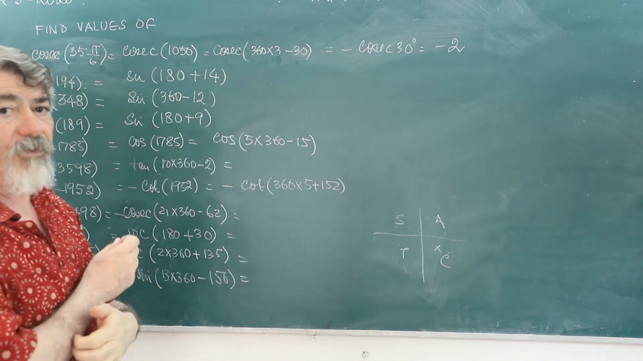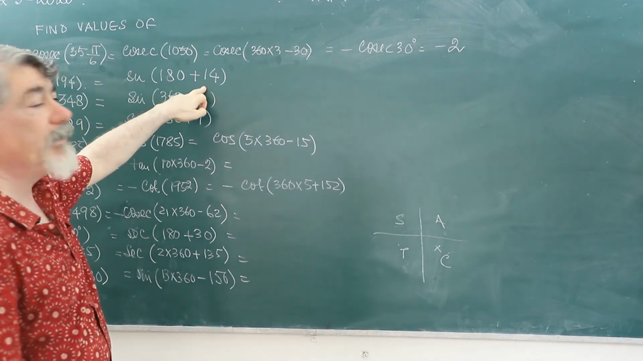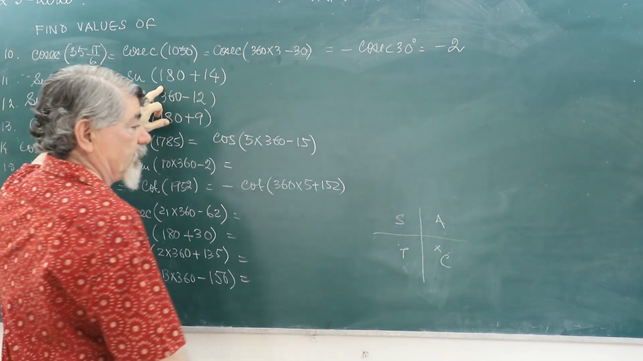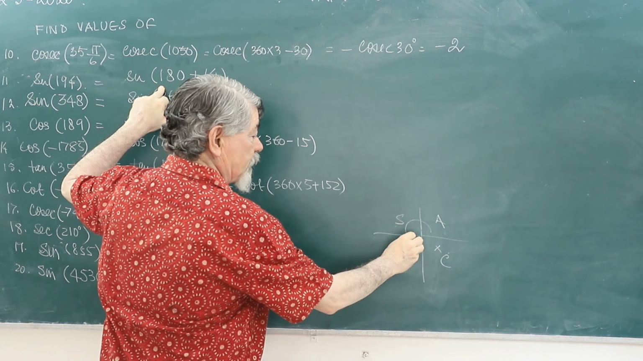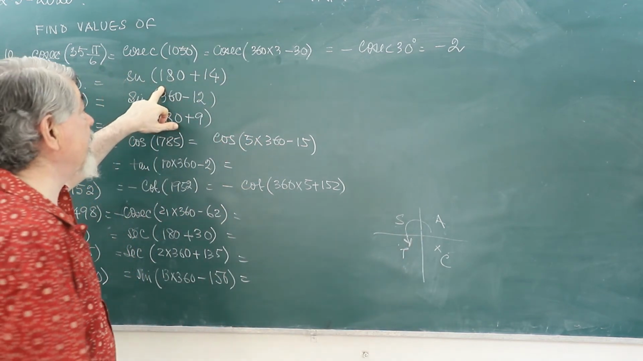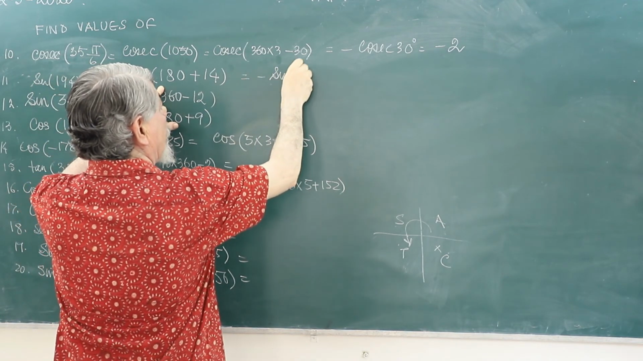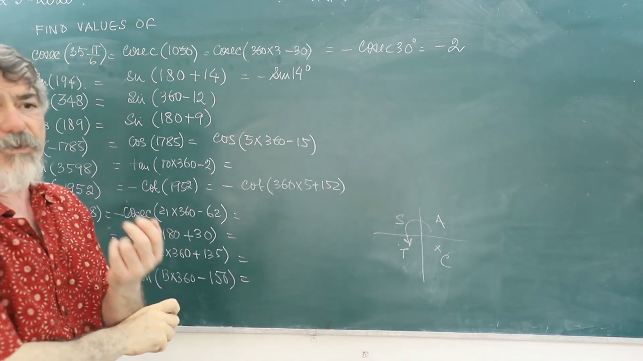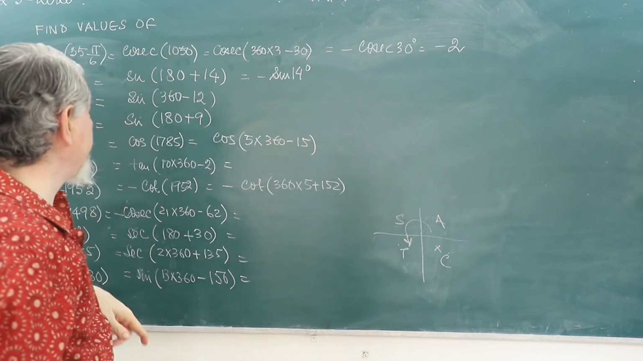Sin 194. I can write sin 180 plus 14. So 180 plus 14 will come into the third quadrant. In the third quadrant, sine is negative, so it will be minus sin 14. Now we don't know the value of sin 14 offhand, so we have to look at the values in the table and we can write the value of sin 14.